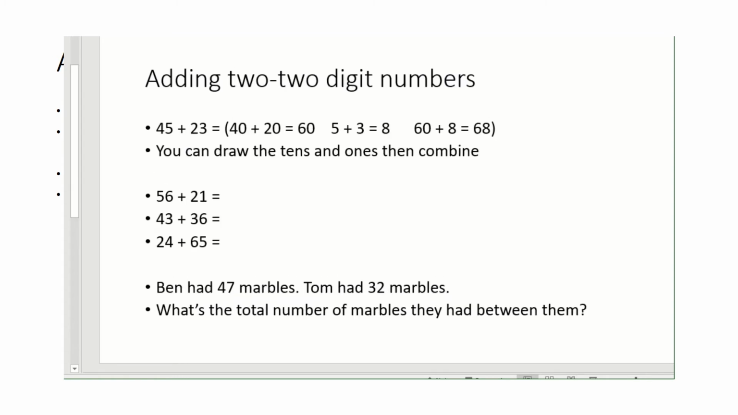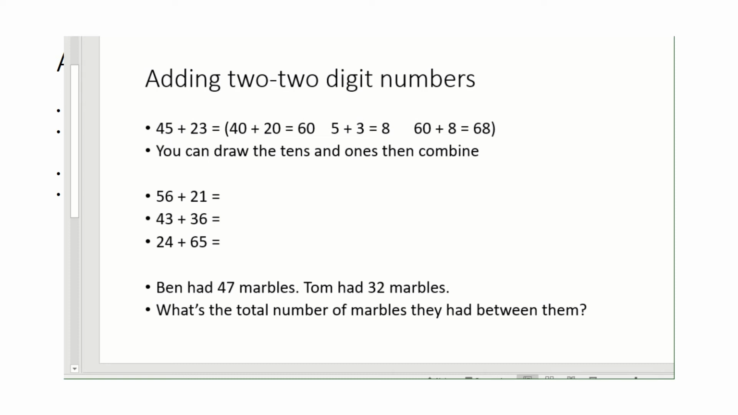Now then, we're getting a bit harder, where we're adding 2 two-digit numbers, look. I've shown you 45 and 23. This is where our partitioning comes in, because I can do 40 and 20, and I can do 5 and 3. 5 and 3 ones, then I can combine. So it's 60 add 8. You can draw the 10s and 1s. You could draw 4 10s, you can draw 2 10s, draw 5 1s, draw 3 1s, and combine them together. You could do that for all of them.